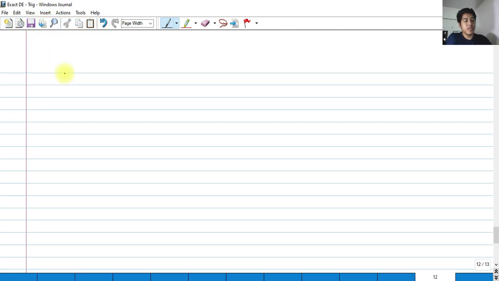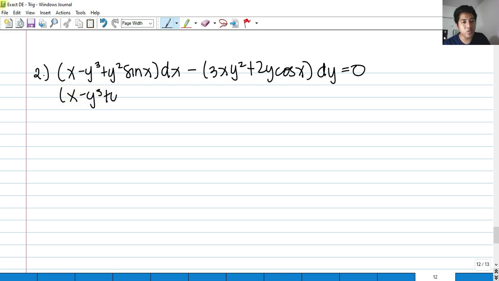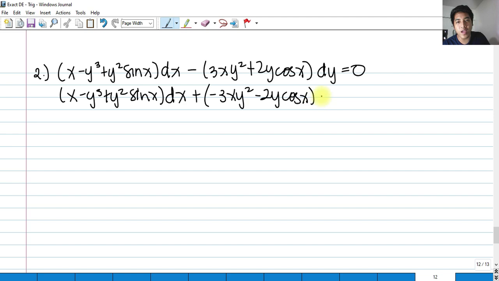For this example, number 2, we have x minus y cubed plus y squared sine of x dx minus 3xy squared plus 2y cosine of x dy is equal to 0. So how do we do this? Again, we need to make this a plus. If I distribute the negative sign here, this would be plus negative 3xy squared minus 2y cosine of x, with dy here, because that's the form for our exact DE.